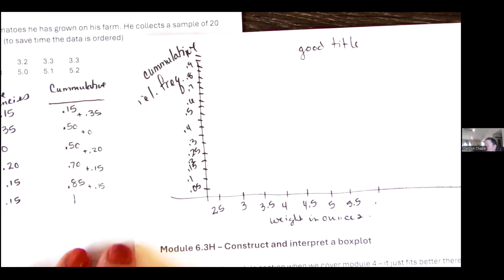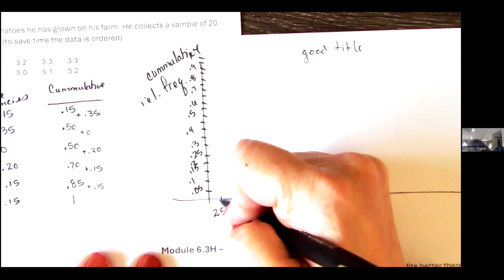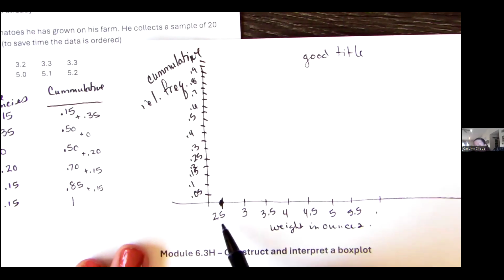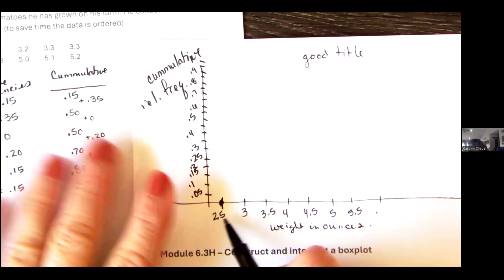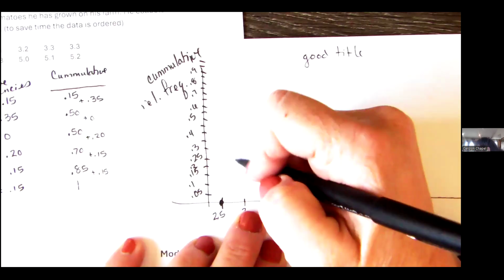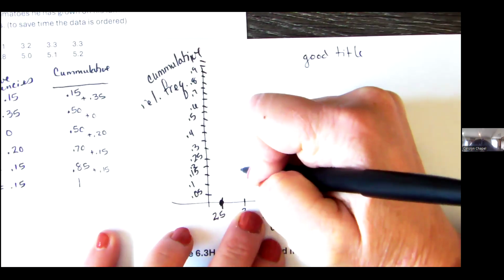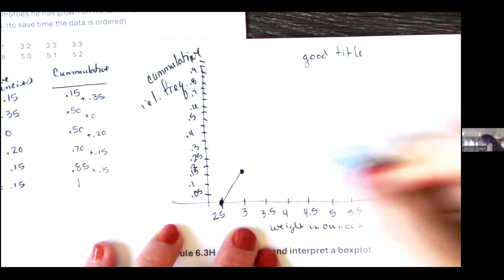Okay. And what we do is, before we had any tomatoes, our tomatoes bucket was empty. So we started at 0. Then I hit this 2.5 ounces, and that's when I started adding tomatoes to my bucket. By the time I hit 3, my bucket had 3 tomatoes in it, or 15%. So when I'm hitting here, I got to 3, and we're going to connect our dots.